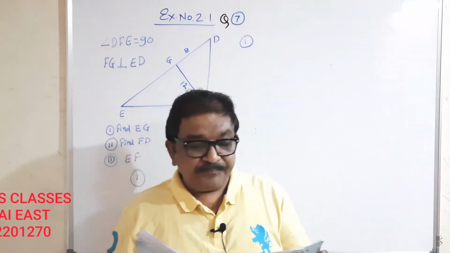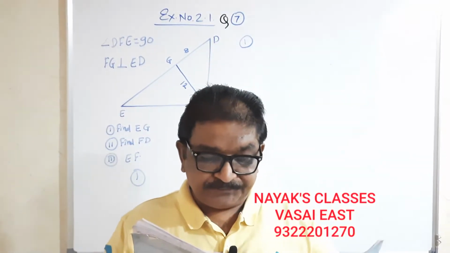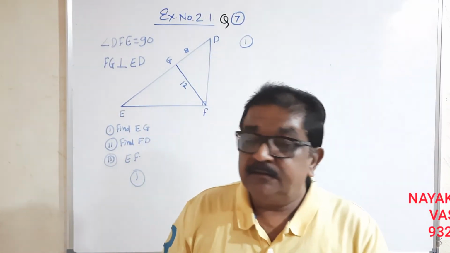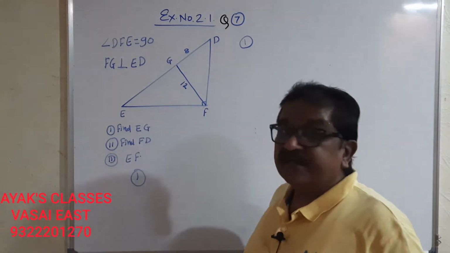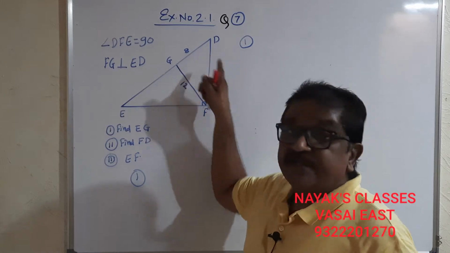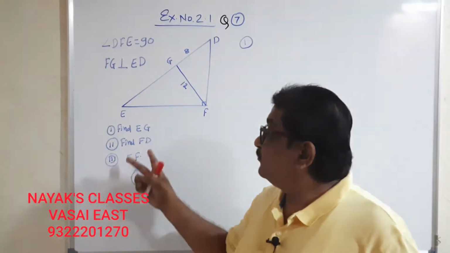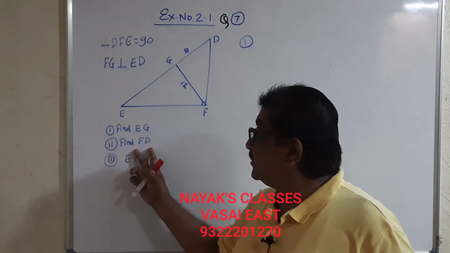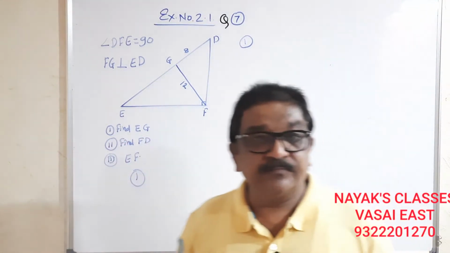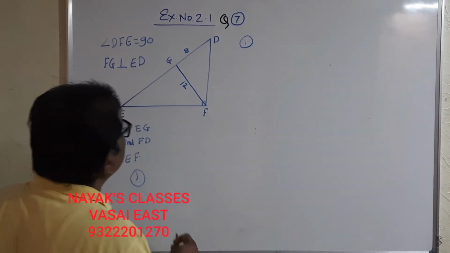We are starting 7th example of exercise 2.1. Right angle triangle is given and GD is 8, GF is 12 and we have to find EG, FD and EF. So first we will start with EG.